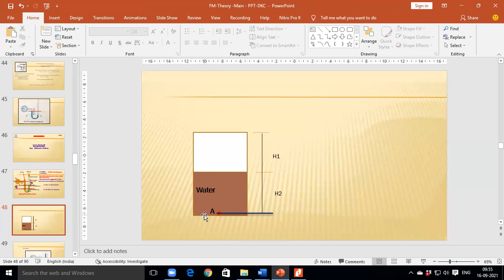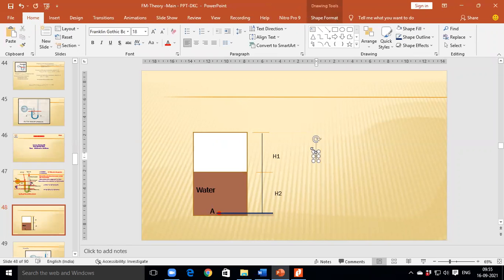And what will be the height of this point A from the bucket surface? This is the bucket surface. What will be the height of point A from this surface? You can call it H1 plus H2. H1 plus H2. And we need to find the pressure at point A. How to find the pressure at point A?